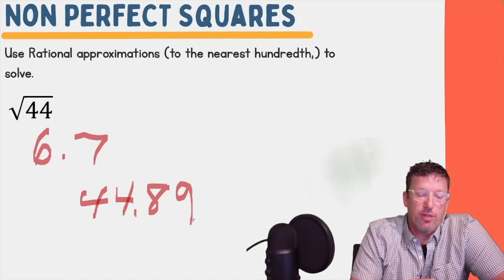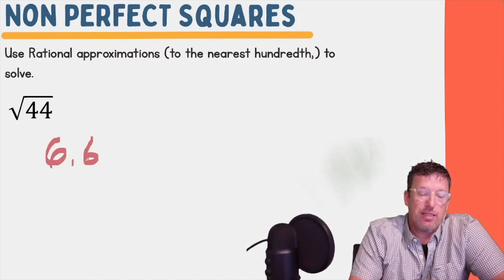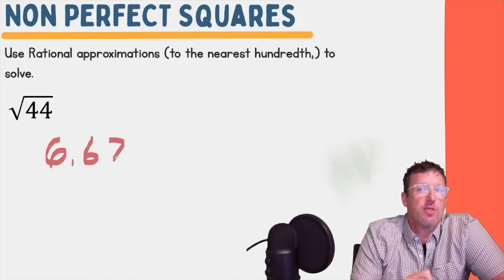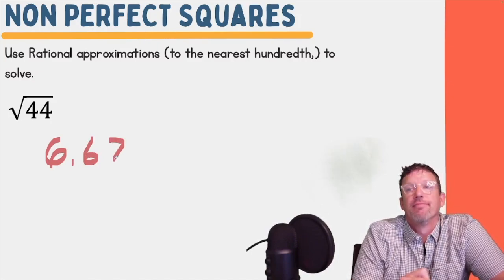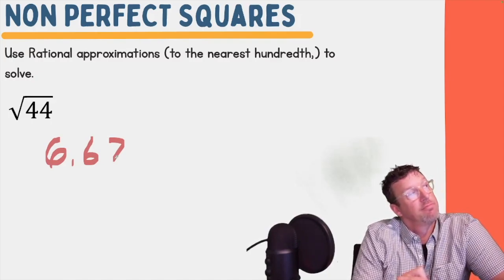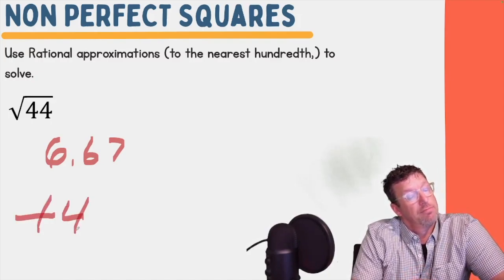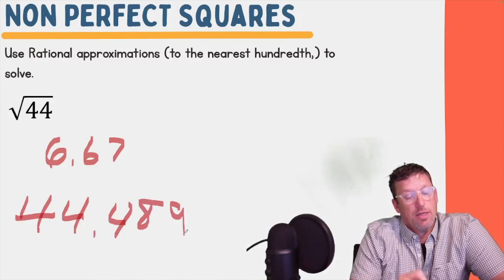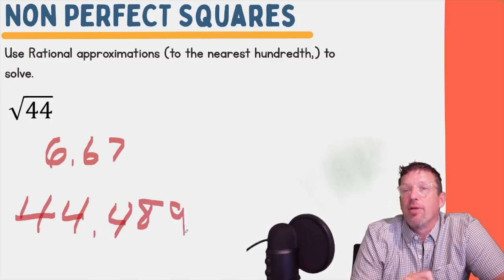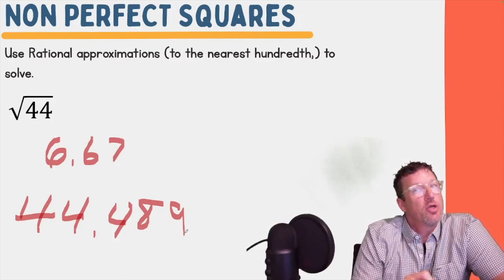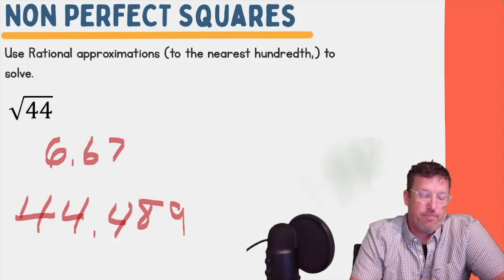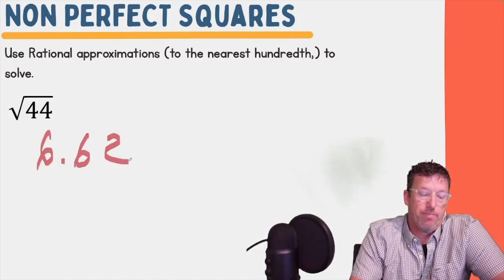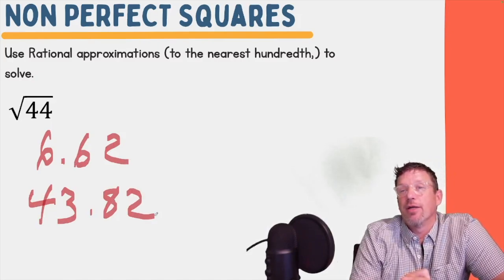So I might say we're a little too big, so let's go back to 6.6, but we want to get close to the top there. So let's go 6.67. Alexa, what is 6.67 times 6.67? 44.4889. So now you know we're getting really, really close. We could probably go down to, Alexa, what is 6.62 times 6.62? 43.82. You see how we're getting closer and closer?